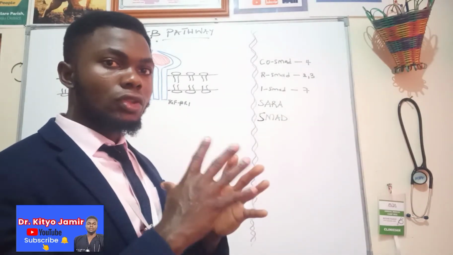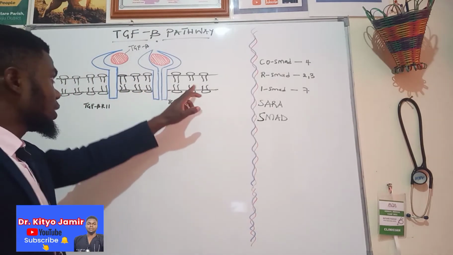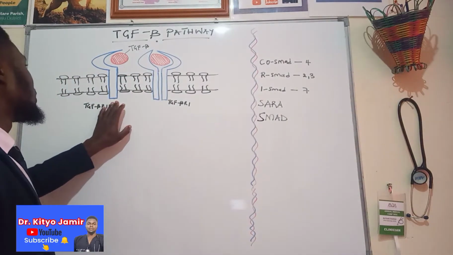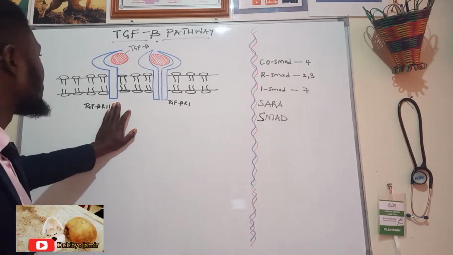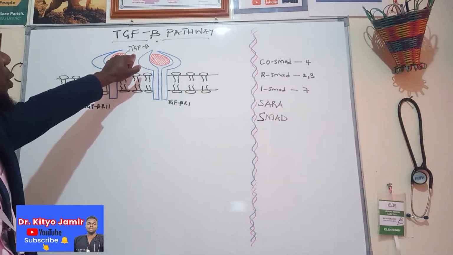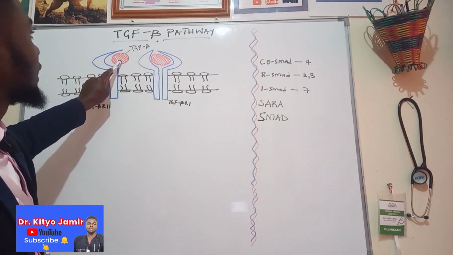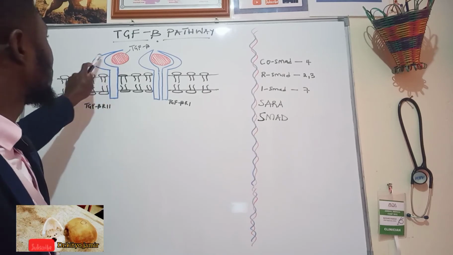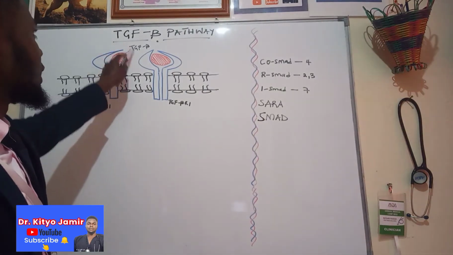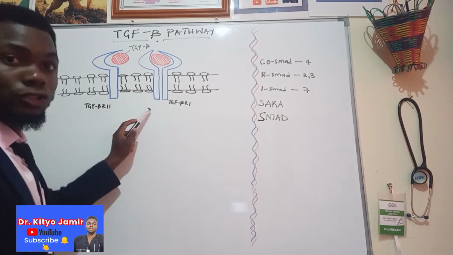Now, let us go to the pathway and we see what is going to be taking place here. We are having our cell membrane, as you see, with our receptors. What you're seeing here is the transforming growth factor beta receptor 2. What you're seeing in red is the transforming growth factor. When our ligand, that is the transforming growth factor, binds to the receptor, which is transforming growth factor beta receptor 2, this binding of the ligand to the receptor is going to lead to what we call dimerization of the receptors.